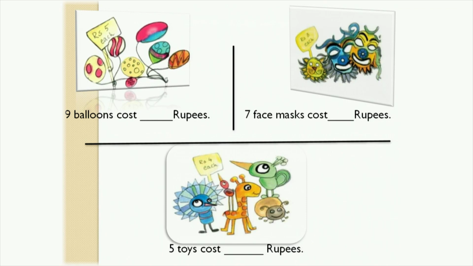And with the toys, here how many toys do I have to buy? 5 toys. And what is the cost of one toy? Rupees 4. So, now what is your work? You have to calculate what will be the cost of 5 toys at the rate of rupees 4 for each, and you have to write it down. So, you can try it out afterward.